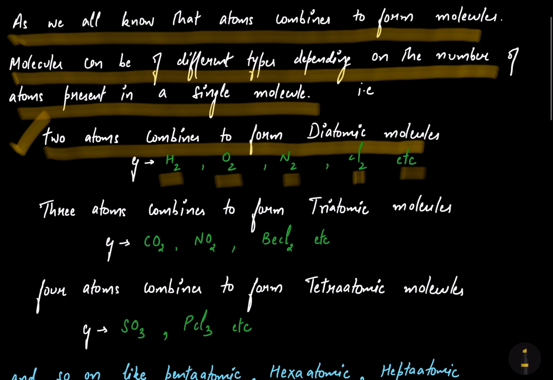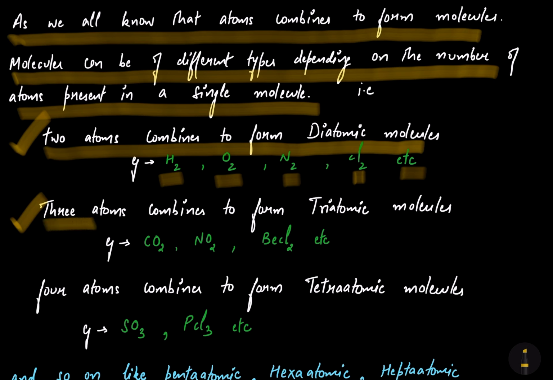Now, let's come to the next example. N2. Two atoms of nitrogen combine to form the molecule of nitrogen gas. That's N2. So it's again a diatomic molecule. Now let's talk about the next type.